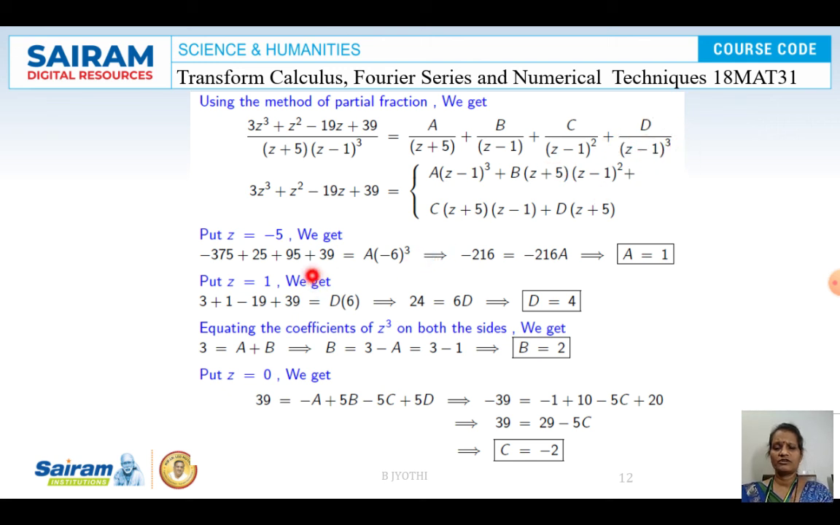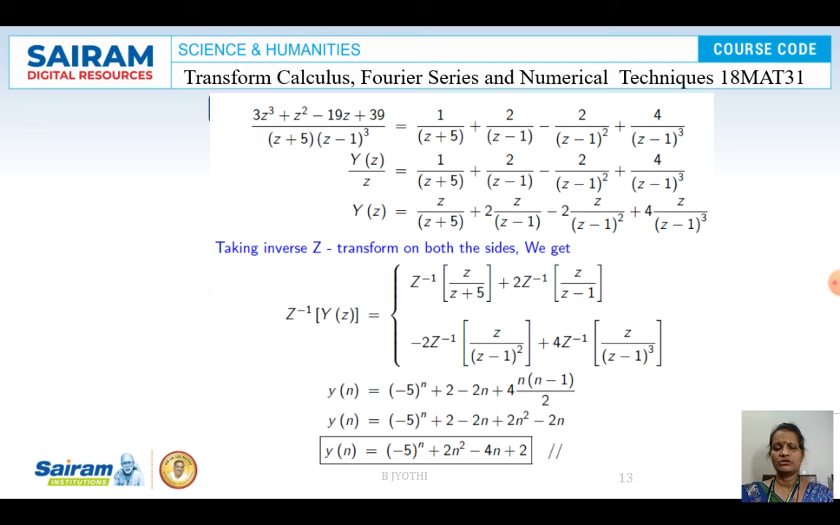Put suitable values of z: if we put z equal to minus 5, a is 1; if we put z equal to 1, d is 4. Only these two factors are distinct, the remaining are all repeated factors. Therefore, we have to equate the coefficients of z cube on both the sides. Then we get b value as 2, that is a plus b is equal to 3 as the equation. Next we put z equal to 3 to get another equation. Putting the values of a, b and d, we get the value of c as minus 2.